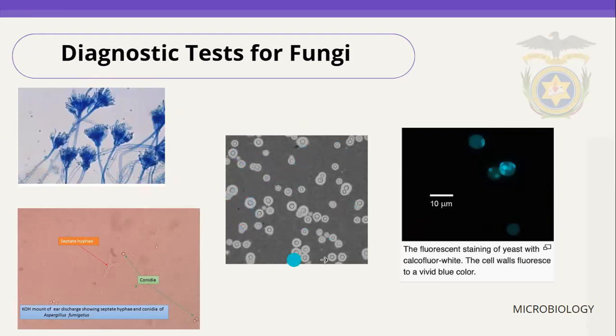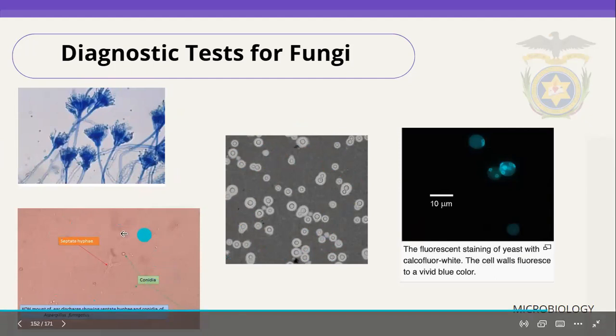This picture is the India ink staining. This one is the KOH prep, and this one is the fluorescent staining or staining with calcofluor white.